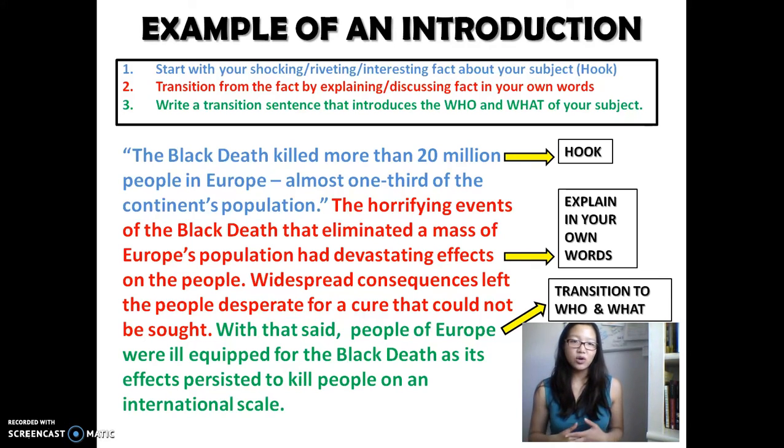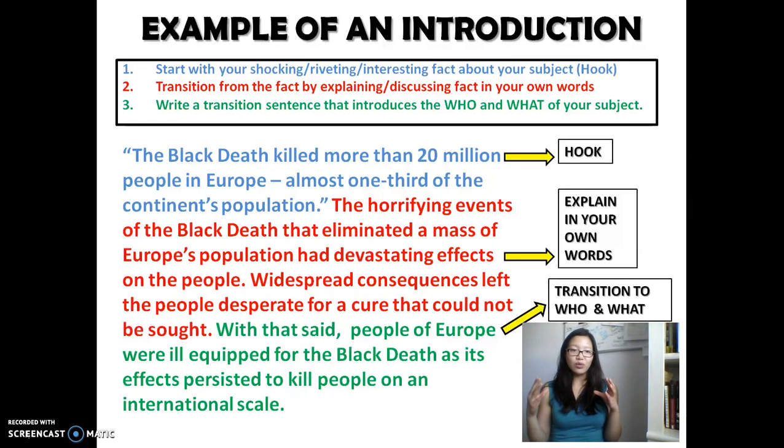And lastly, you're going to write a transition sentence that introduces the who and what. And that is written in green. With that said, people of Europe were ill-equipped. So that answers the who, people of Europe. For what? The Black Death, as its effects persisted to kill people on an international scale.